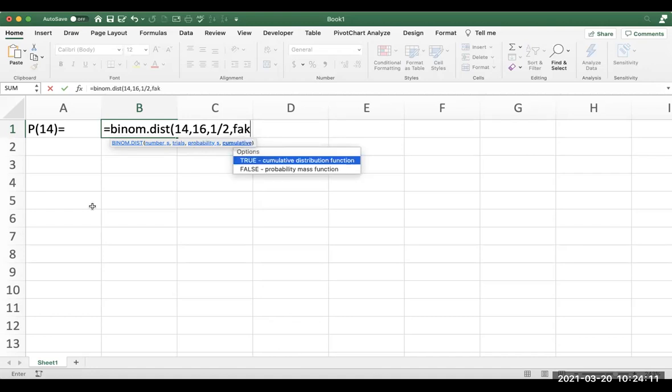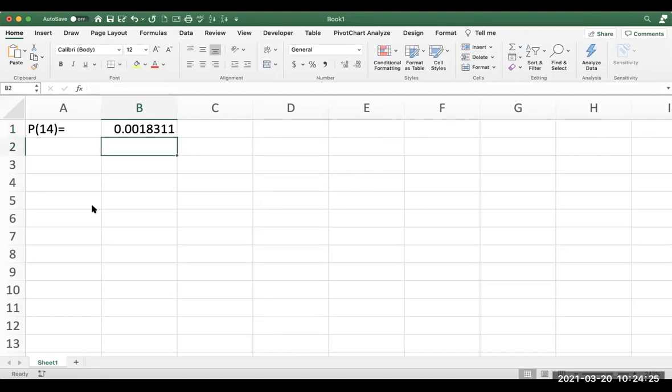And I do not want this to be cumulative. So that's false. 0.0018311. Next is Mathematica.